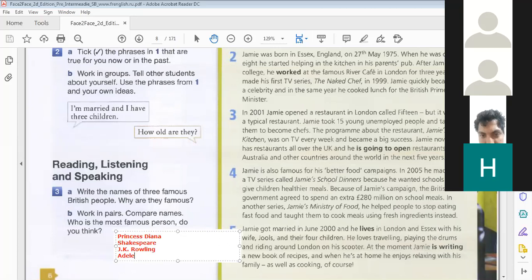Martha Stewart, I think. Is she British, Martha Stewart? I'm not sure. I think she's American. Oh, okay. I think she is very famous. I agree, but she's not British.